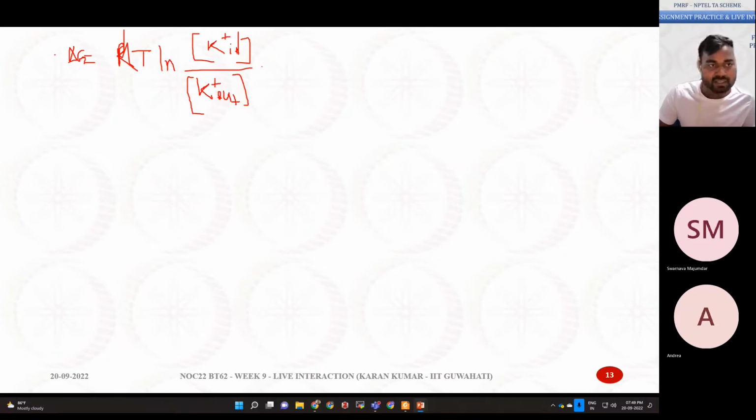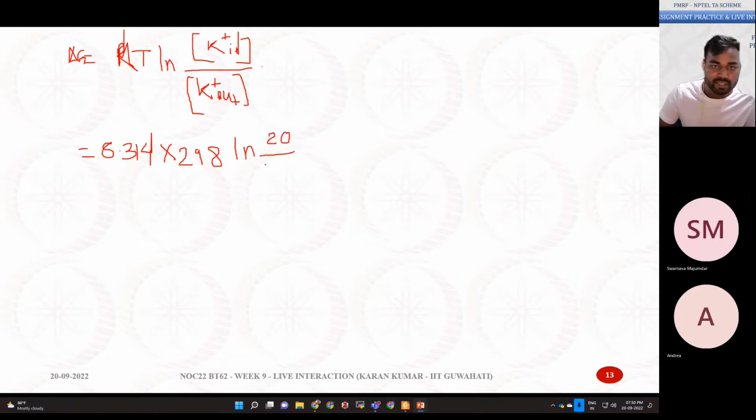If you overcome this energy, then you will be able to transport the molecule from one side to the other. So delta G will be RT ln. R is 8.314, times 298, ln of K plus inside, 20 millimolar, divided by 340 millimolar.